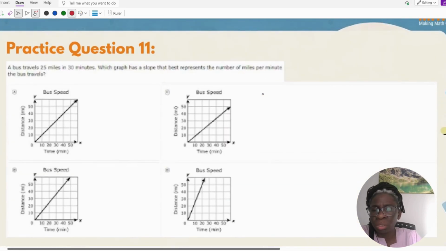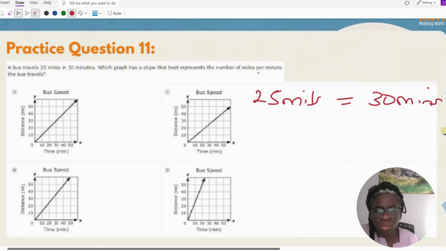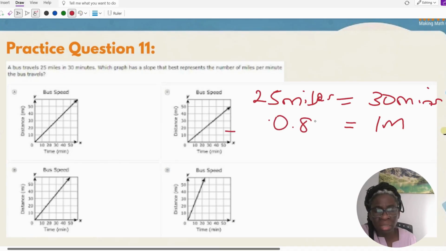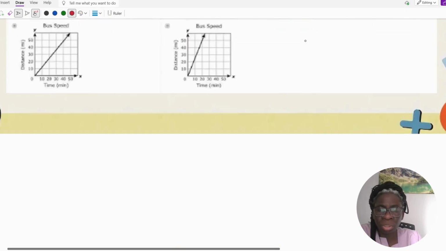So the next one, a bus travels 25 miles in 30 minutes. Which graph has a slope that best represents the miles per minute? So you have to find how many miles it will cover in 1 minute. That will be 25 divided by 30, and that means it covers 0.83 or 0.8 miles in 1 minute. Then you can choose the correct option on the graph.